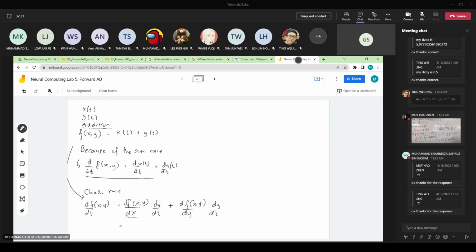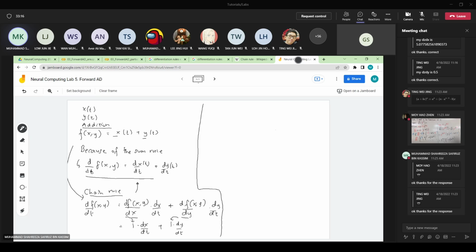And this is 1 times dx/dt plus 1 times dy/dt. So when you have two functions, that is, you have two variables, x and y, which are functions of some variable t, and then you have another variable f, which is dependent on x and y, then you can use the chain rule to derive the sum rule, if you think of it that way.